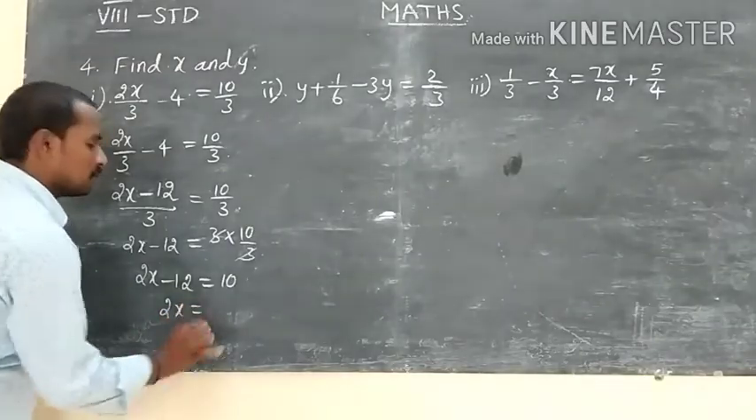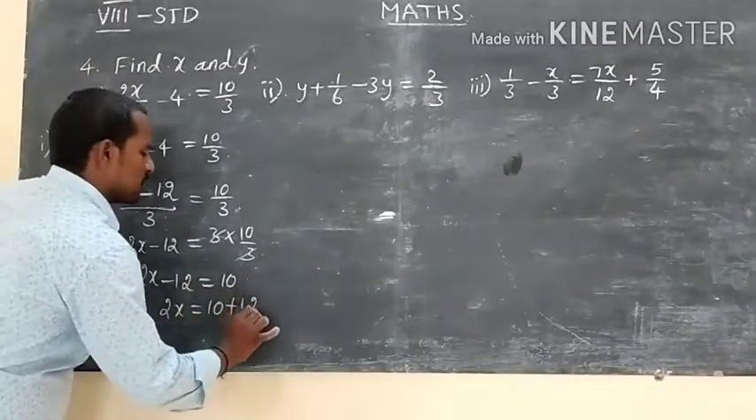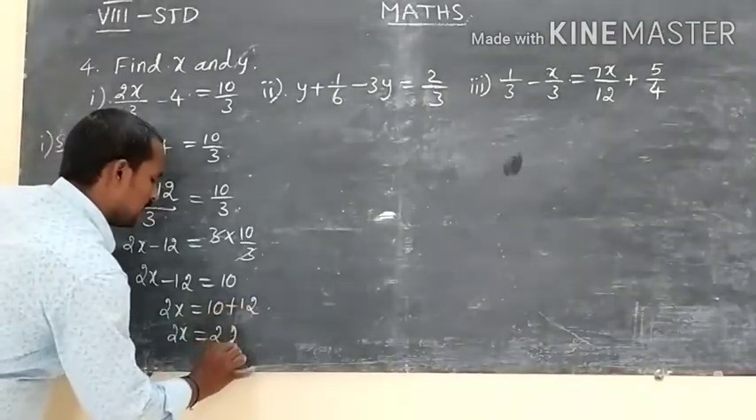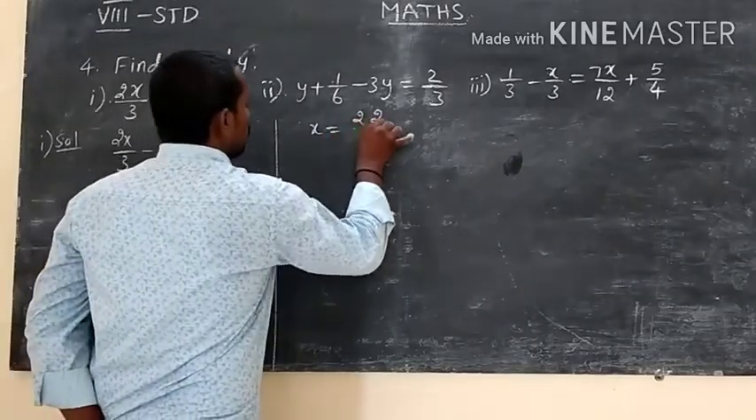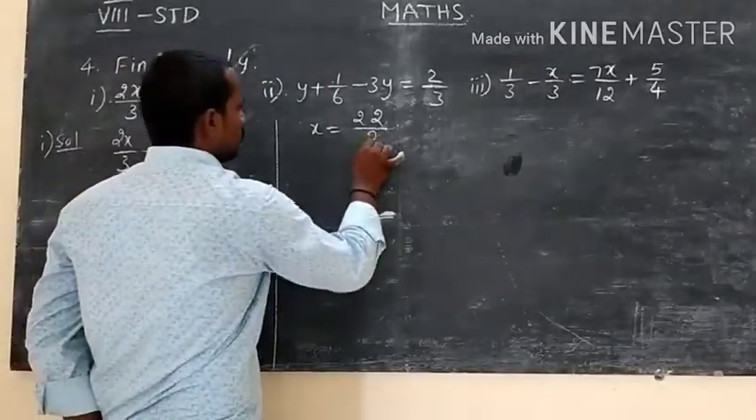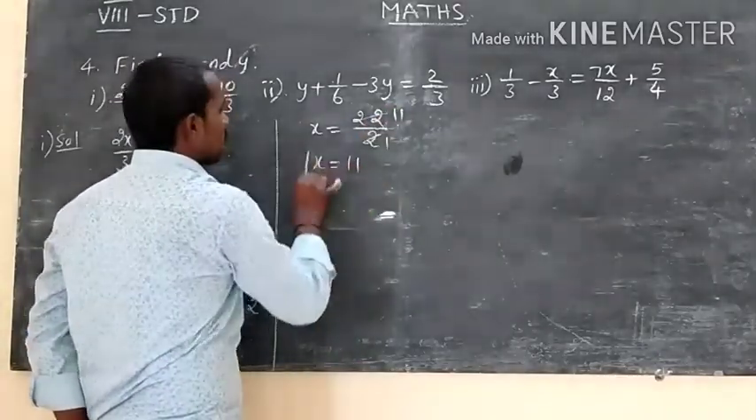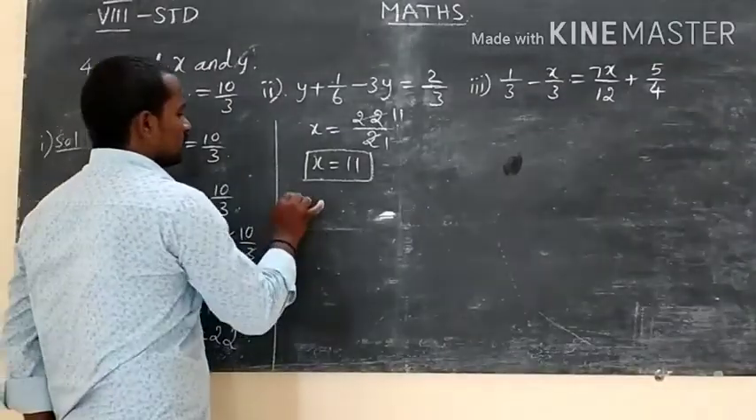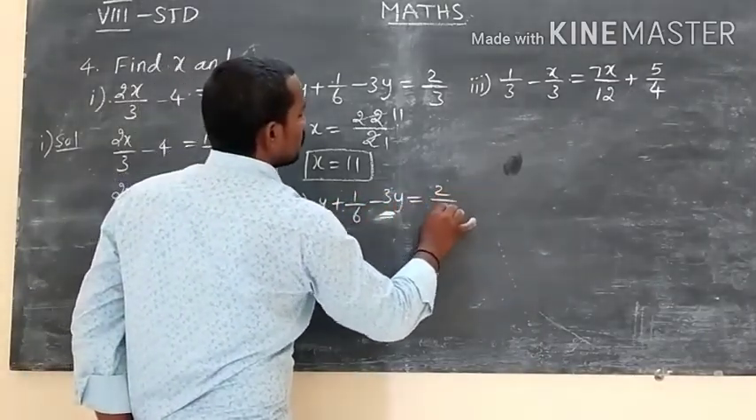Then 2x equal to, once again making the transposition, 10, the minus 12, so we get plus 12. Okay. And 2x equal to 10 plus 12 is 22. Okay. So x is 22 divided by, making the transposition, the 2 goes to the divisor. So x is equal to 11 2s are 22. X is equal to 11. Okay, I understood.